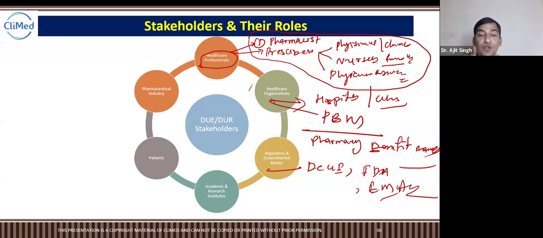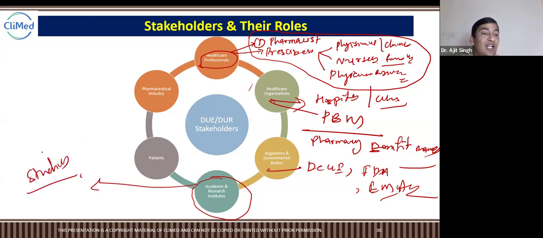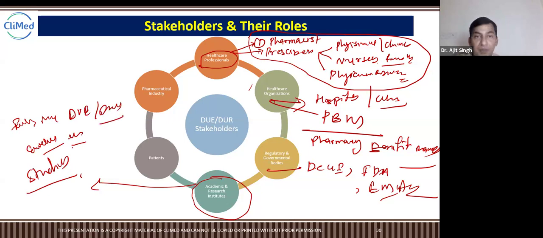And then the fourth part is academic research institutions, because academic and research institutions conduct studies to generate the evidence on drug utilization patterns. The students and faculty members from the institutions and academic research centers work on the studies, right? And they develop the tools and methodologies for DUE and DUR analysis. These are the academicians and students who work on these.